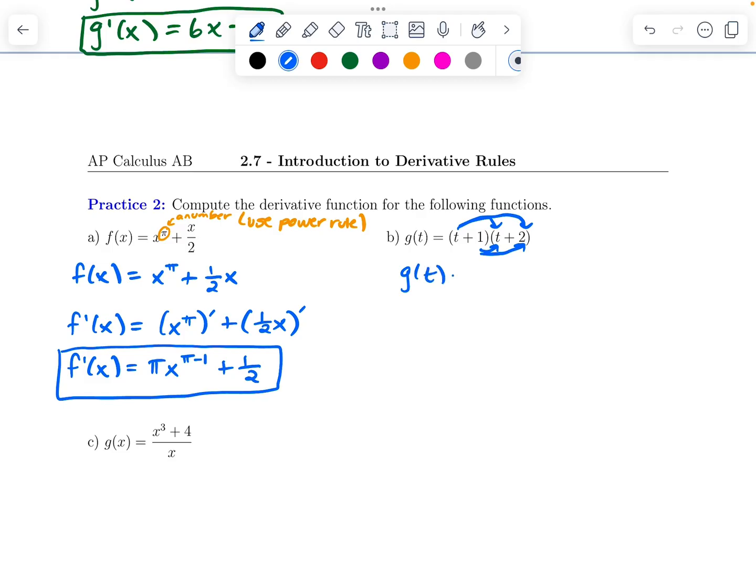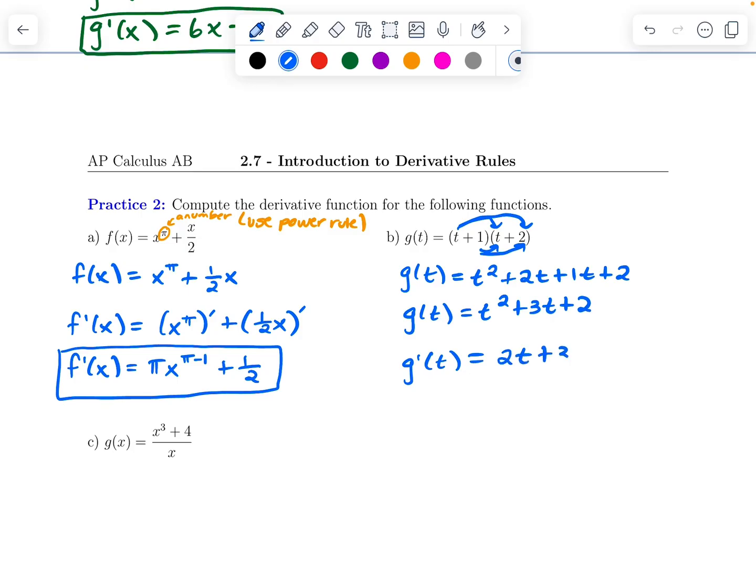So we'll get g of t is equal to t squared plus 2t plus 1t plus 2. So we get g of t is equal to t squared plus 3t plus 2. And so you just want to be careful that you don't forget to actually take the derivative of the function, because all we did is algebra, right? We didn't actually find the derivative. We just did some algebra manipulation to make it easier so that we can now actually use our derivative rules. And so the derivative of this would just be 2t plus 3.